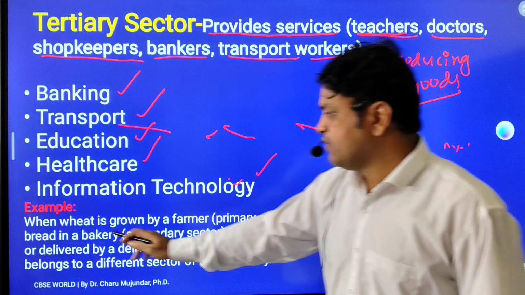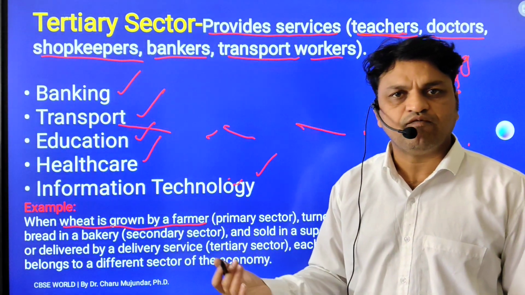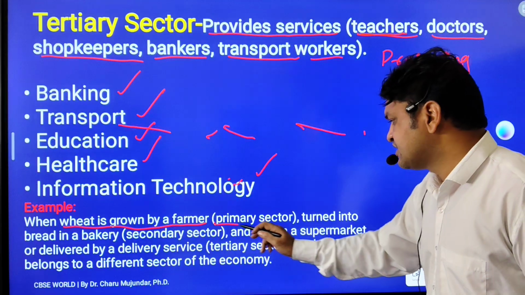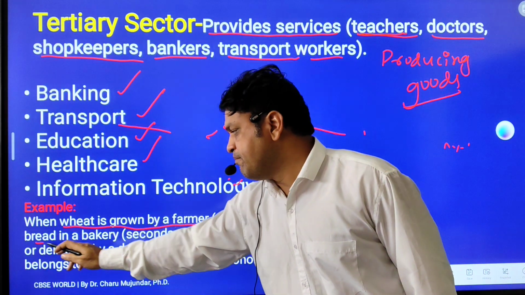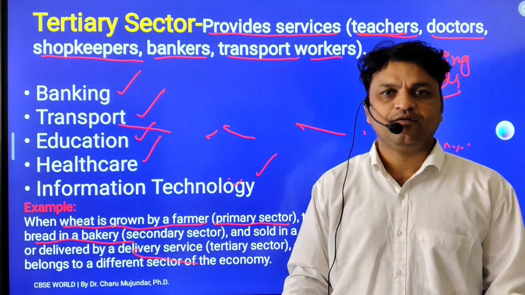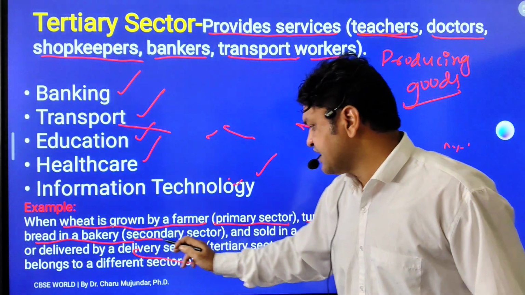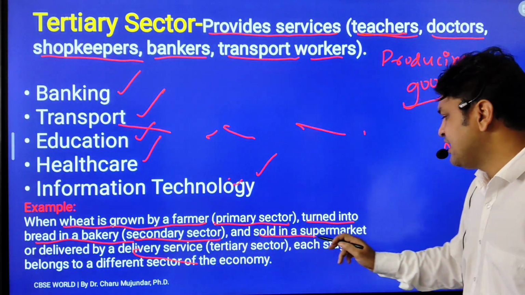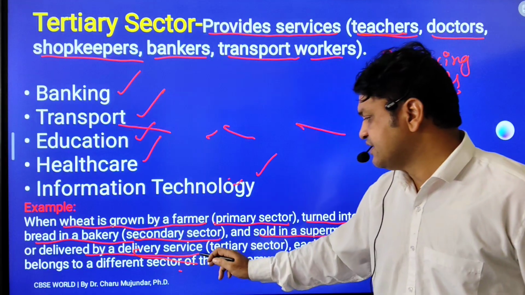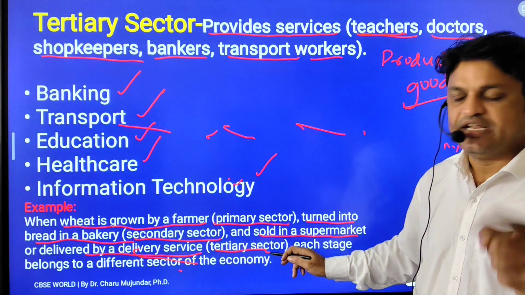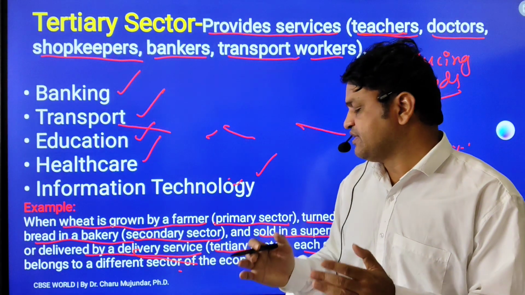The best example: when wheat is grown by a farmer, who is producing wheat? A farmer. So this comes under which sector? The primary sector. It is turned into bread in a bakery, converting wheat flour into bread. Which sector? The secondary sector. It is sold in a supermarket or delivered by a delivery boy. Delivery services come under which sector? The tertiary sector. Each stage belongs to a different sector of the economy.